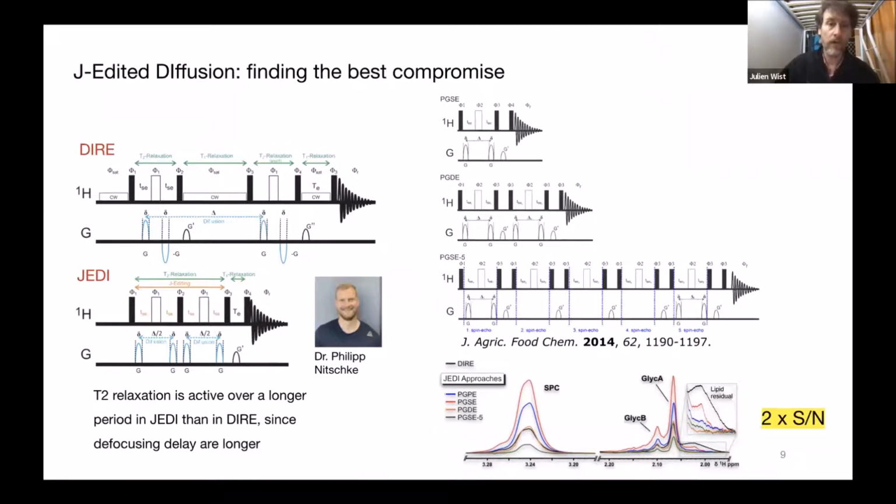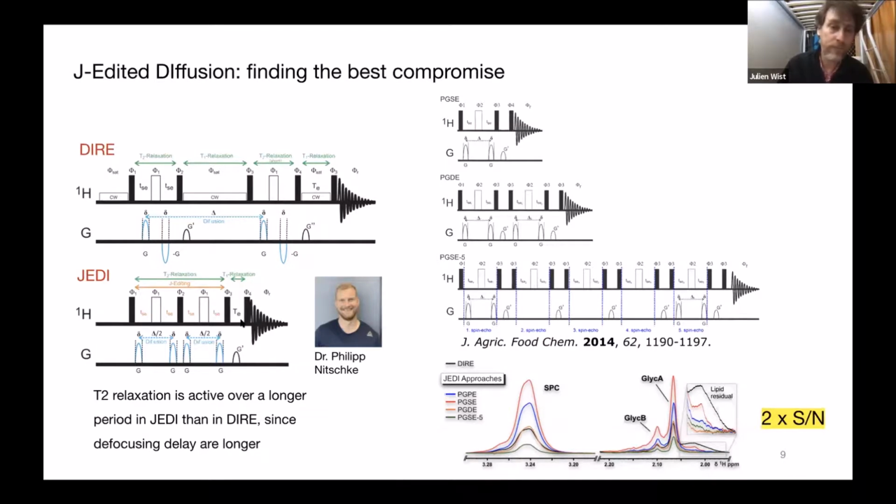So just to show a little bit, the approach is nothing very, very fancy. The Dyer experiment that was proposed originally, and the modifications that were brought to come up with this JEDI. And as I've mentioned, it was mainly trial and error, because at the beginning we were convinced that the filter came from relaxation, while it turns out it was the J-editing that removed most of the contribution most effectively.